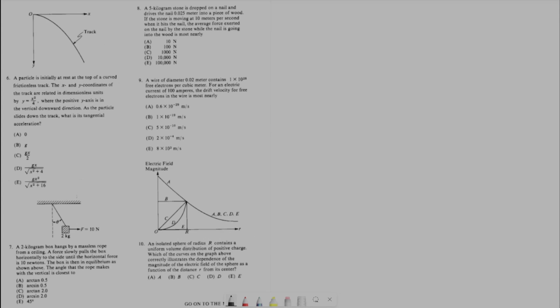So, back with the next set of questions. Question number 6. A particle is initially at rest at the top of a curved frictionless track. The X and Y coordinates of the track are related in dimensionless units by y equals x squared over 4, where the positive x is in the vertical downward direction as the particle slides down the track. What is the tangential acceleration?